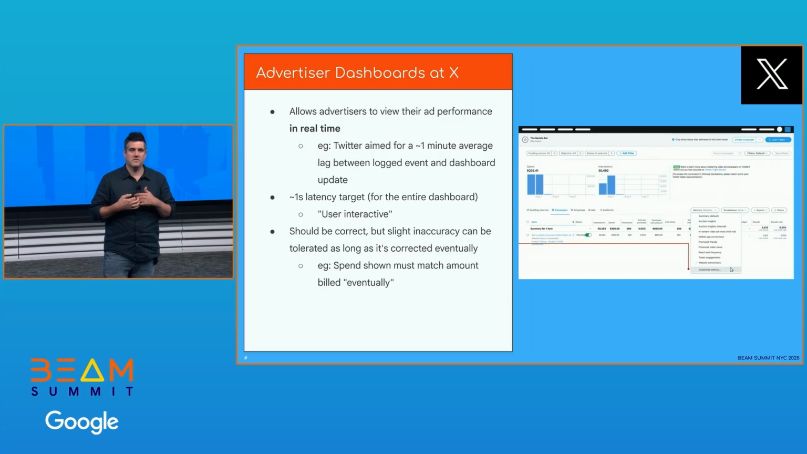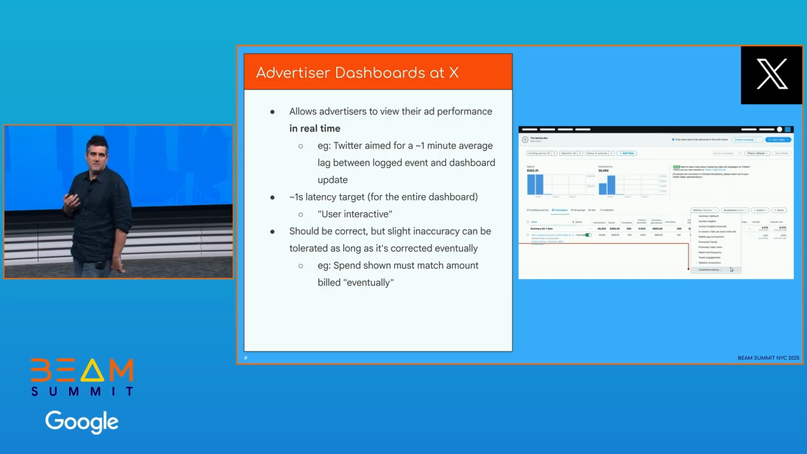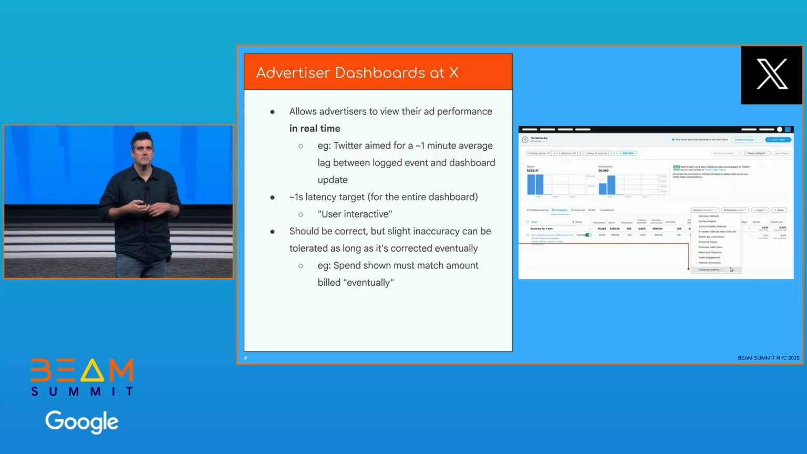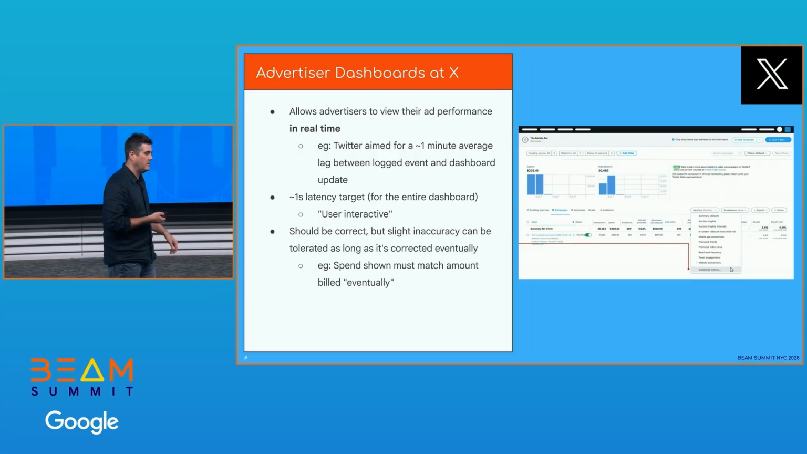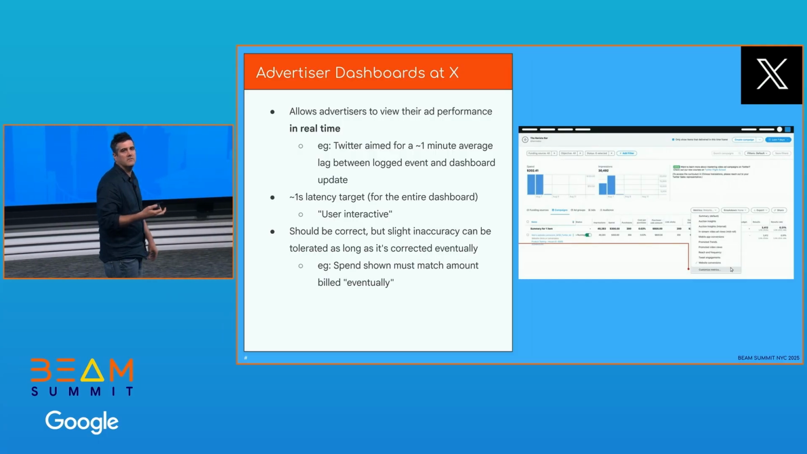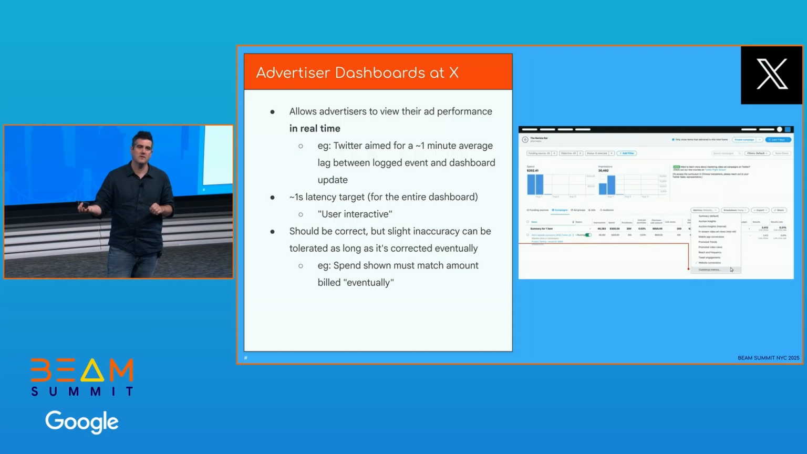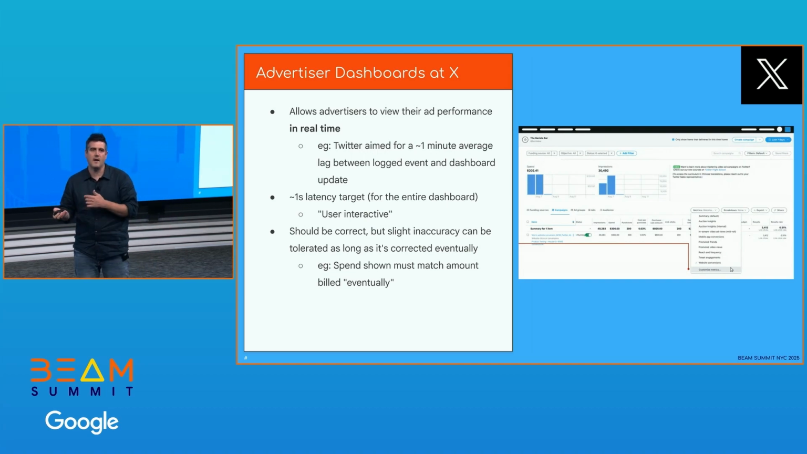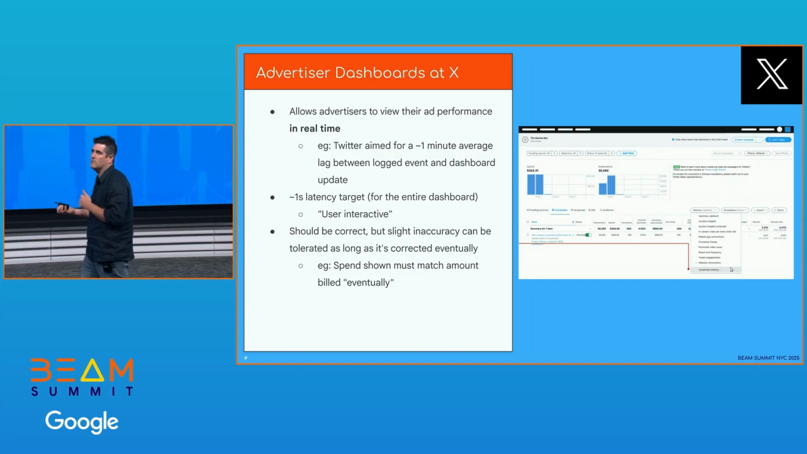Again, this is all on a blog at X, and all of their ad performance is delivered in real time. They advertise their dashboards. They need to have about an average of a one-minute lag between when an event occurs and when it actually shows up in a dashboard. And they're okay with a little bit of inaccuracy in the data as long as it's eventually consistent. So this maps really well to these non-relational use cases.